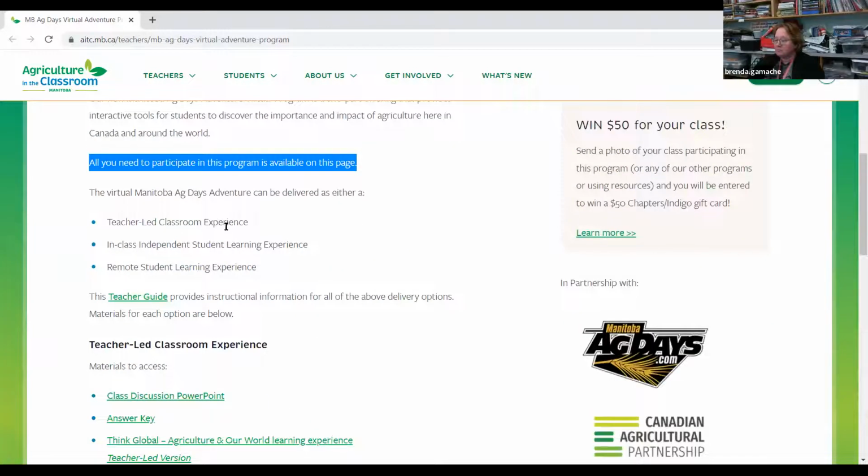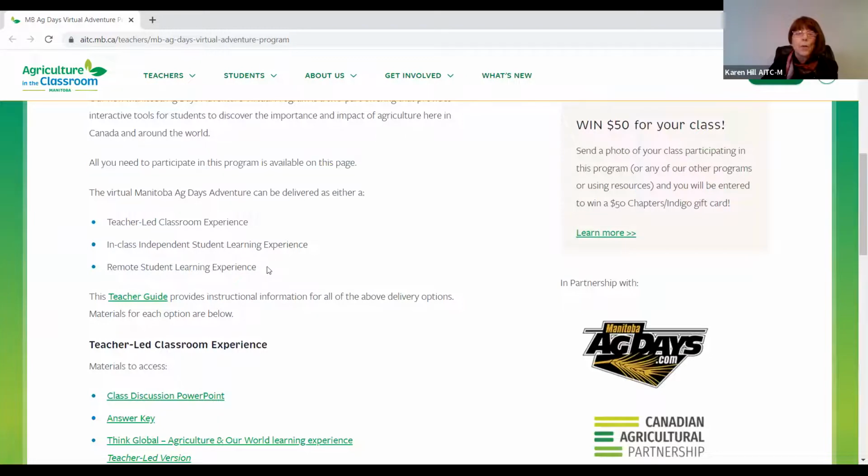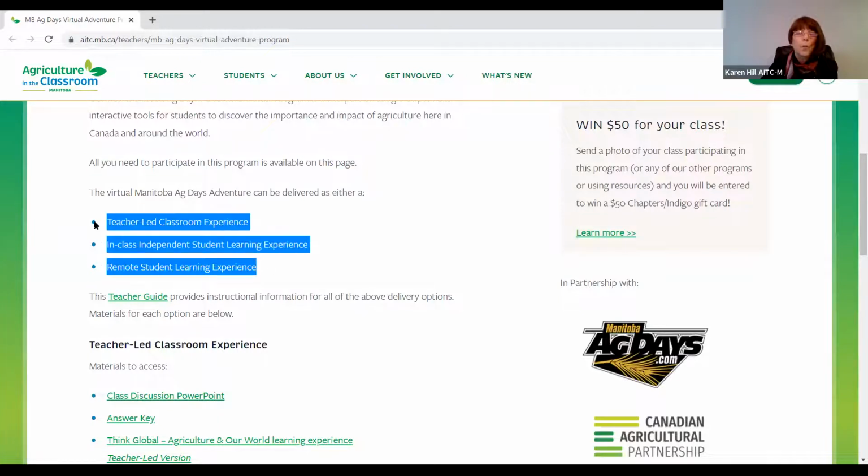You will also notice that there are 3 different ways of delivering this program. You can do it as a teacher-led classroom experience, an in-class independent student learning experience, or if COVID is going to still pop up and change our lives, you may wish to have it as a remote student learning experience.